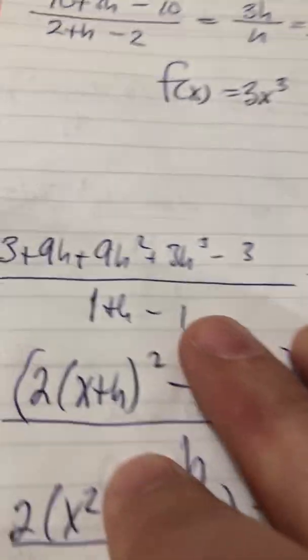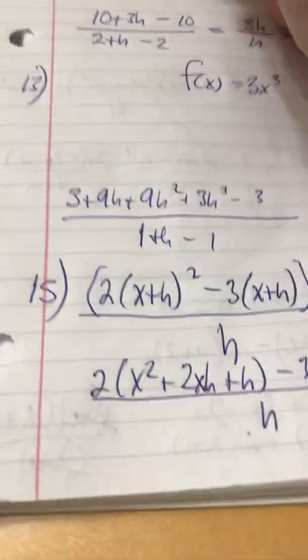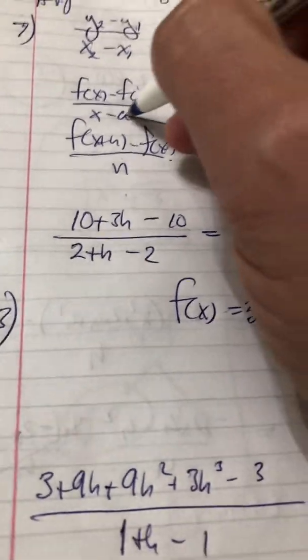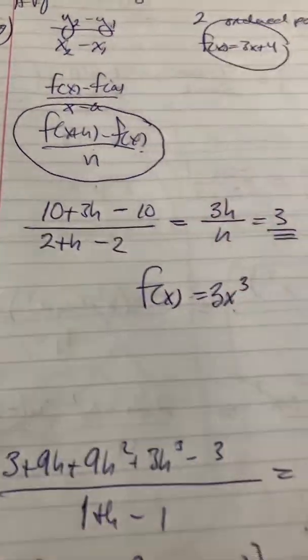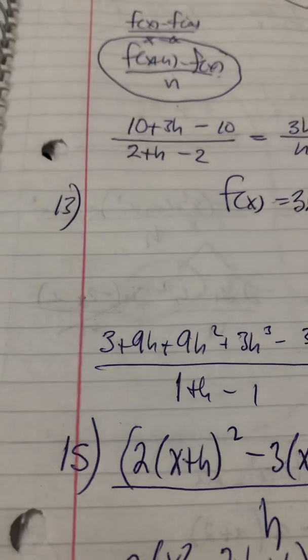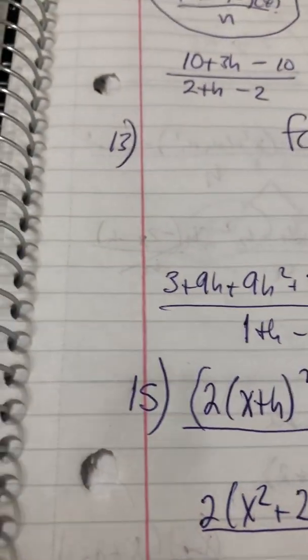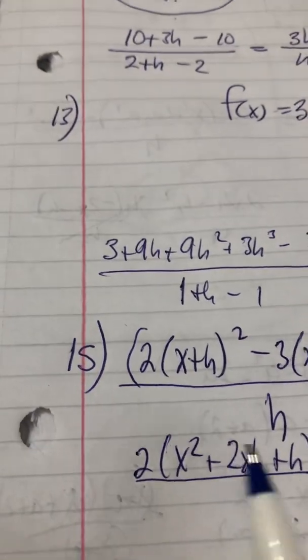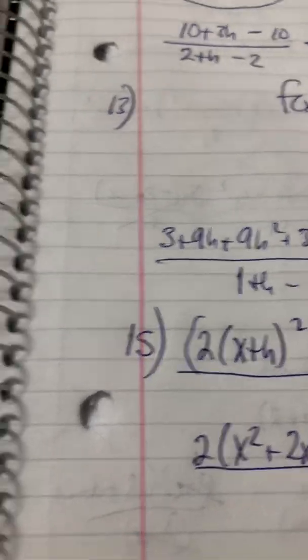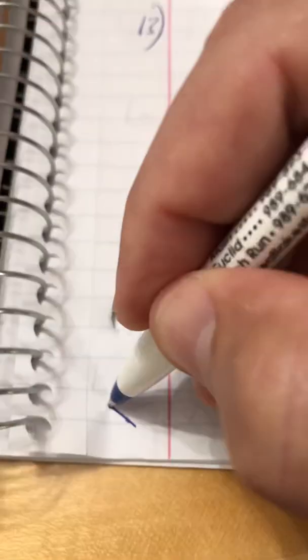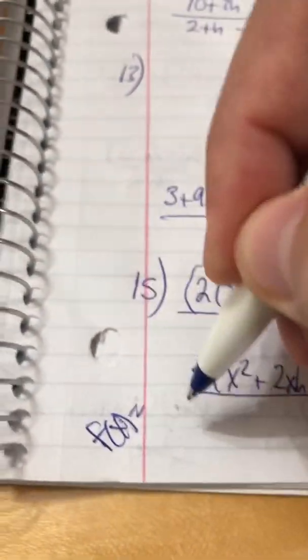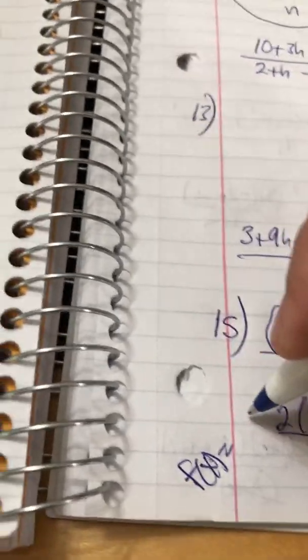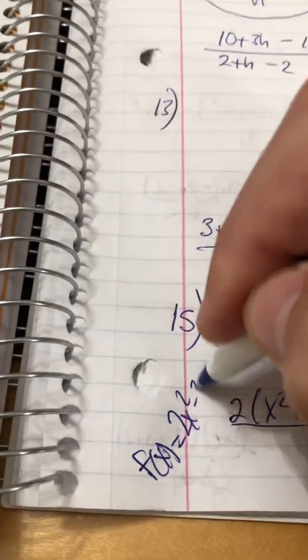Now what happens if they give you the other format, that f of x plus h minus f of x all over h? Well, in problem 15, they give you the function, I didn't write it down, my apologies, I'll put it here. F of x is equal to 2x squared minus 3x.